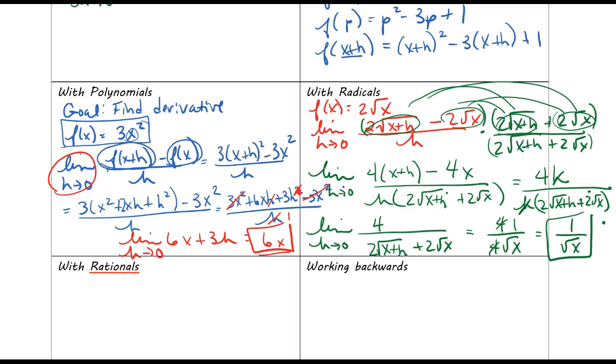I mean, you could write it as root x over x if you want, but I think that's a fine answer. So that is the answer. That's the derivative of that. So how do you know if you've done it right?